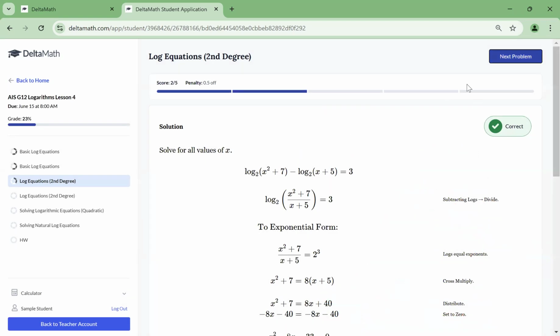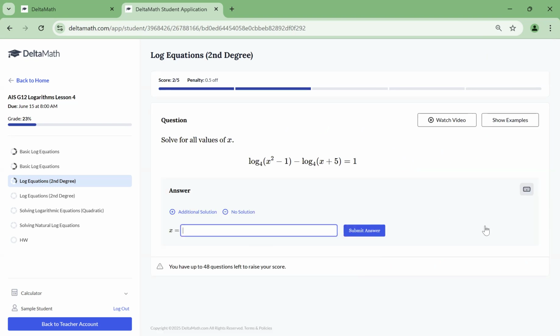Let's try a third problem. We have log base 4 of x squared minus 1 minus log base 4 of x plus 5. So we can put them as a single logarithm. We have x squared minus 1 over x plus 5, like this, and this is equal to 1. You can put 4 as a base on both sides. These will cancel out. So we have x squared minus 1 over x plus 5 equals 4 power 1, which is 4.